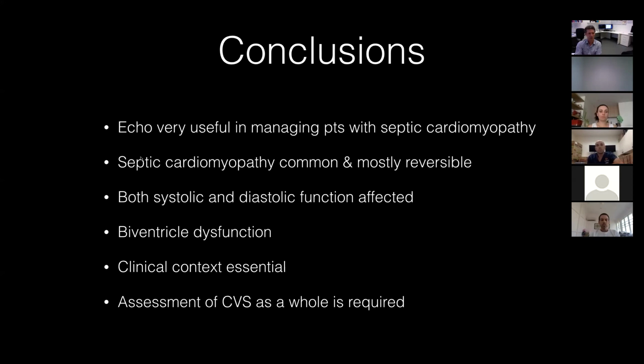I think we know that LV dysfunction can occur in somewhere between 40 to 60% of patients, and RV dysfunction in about 40 to 60% of patients. If it's reversible, that's a good thing. It's affecting both systolic and diastolic function, and both ventricles. And of course, if we're trying to make any form of assessment of these patients, you've got to take clinical context into consideration and look at the patient as a whole, not just as individual bits.